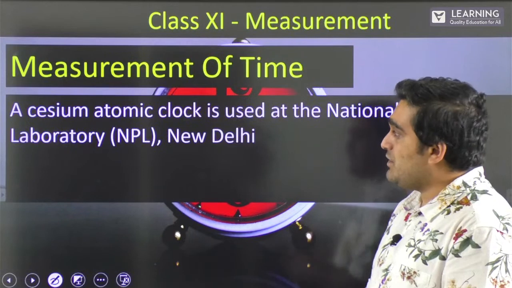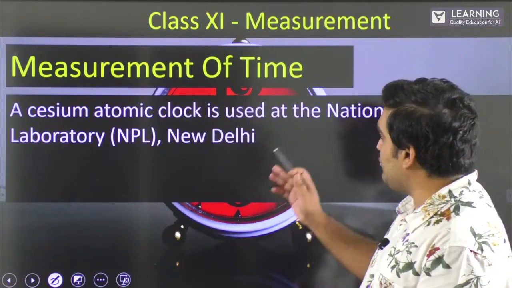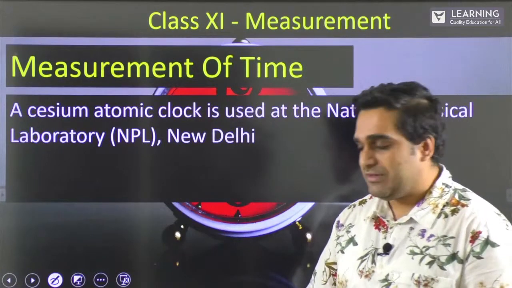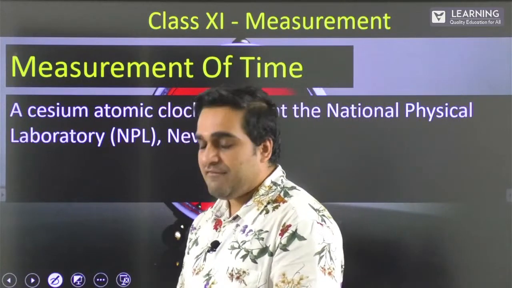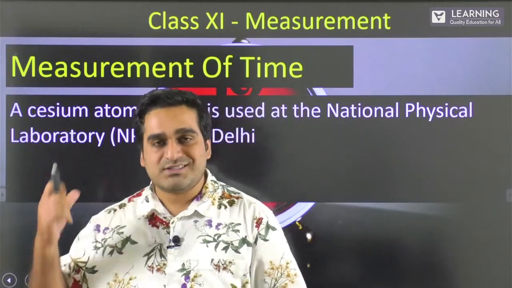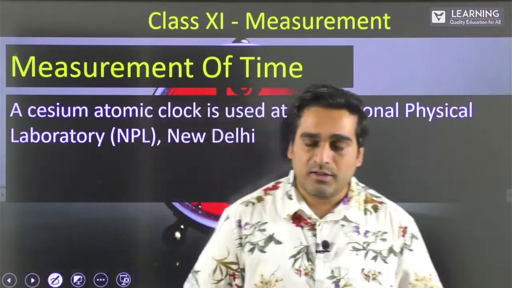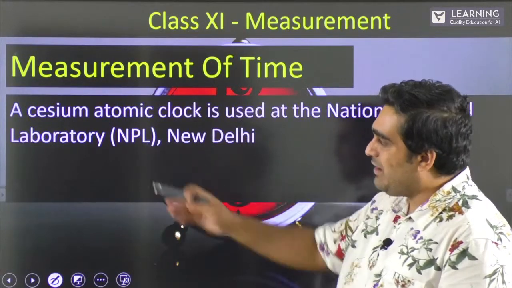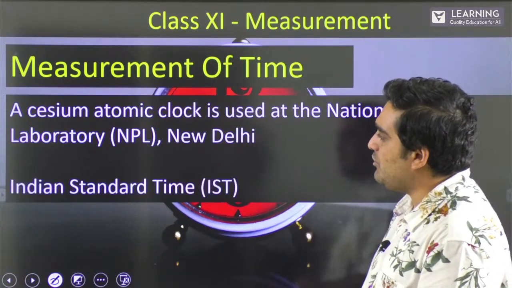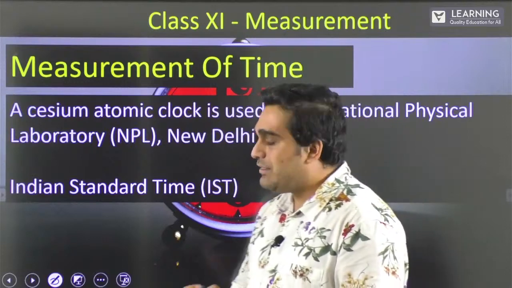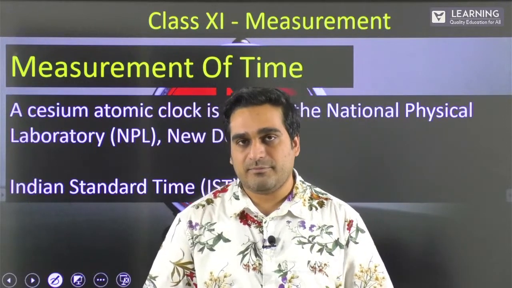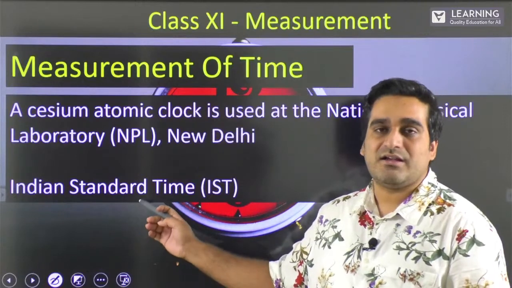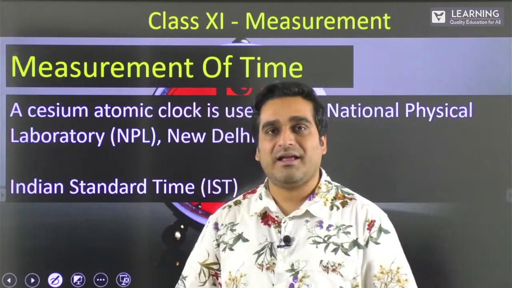In India, cesium clocks are actually used at the National Physical Laboratory located in New Delhi. Yes, in India, we have an atomic clock, which is a cesium-based atomic clock. It is used at the National Physical Laboratory, or NPL, located in New Delhi. And the time that we use here in India is called Indian Standard Time, or simply IST.